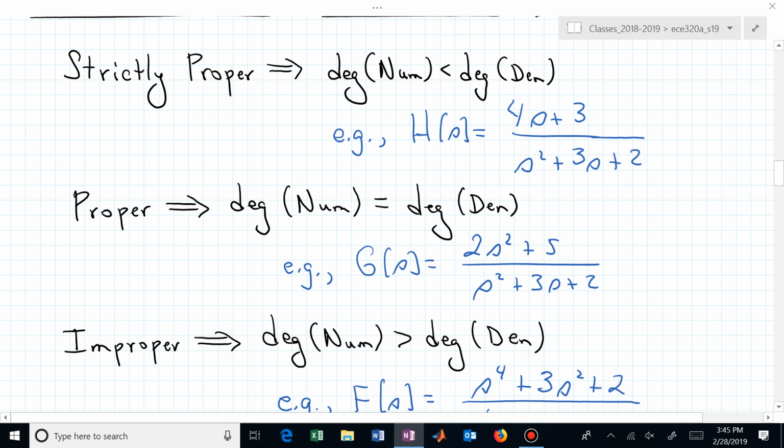Middle. A proper is when the numerator's degree is equal to the denominator's degree. Here we have a quadratic in both the numerator and the denominator. Those could be both cubics. They could both be 10th order. That would still be a proper transform expression. The actual power of the denominator doesn't matter. It's just the relationship between the denominator's order and the numerator's order.